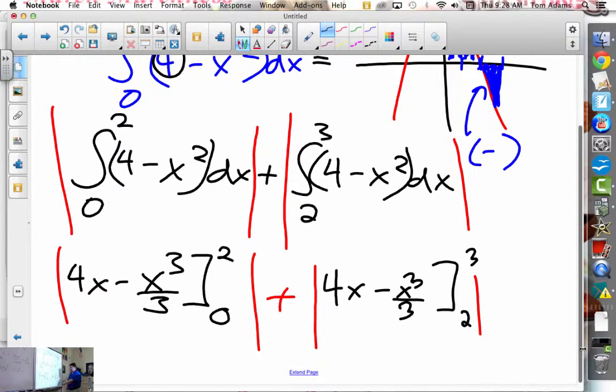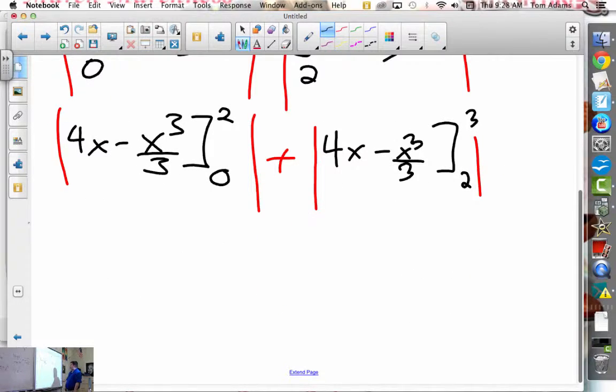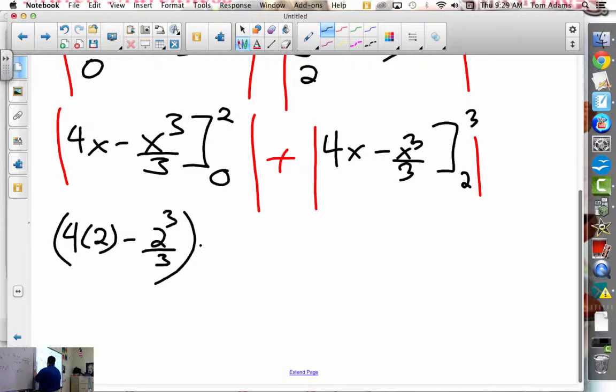Okay? So now if I go up here, I'm going to get, because the 0 will cancel, 4 times 2 minus 2 to the third all over 3 minus, well, 0, right? Because if I plug the 0 in here and the 0 in here, I get 0. So I need the absolute value of that.